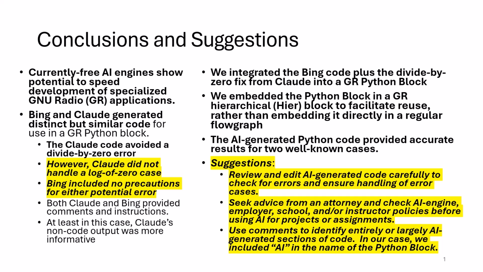This block provided accurate results for two well-known cases. Use of AI engines that are currently available for free to generate simple GNU Radio blocks saves some time and provides well-commented code. Time savings would probably be greater for more complicated blocks. However, in either case, we would need to ensure that we understand the code and also test it for accuracy. AI-generated code appears to be well-commented and explained, making it easier to understand.